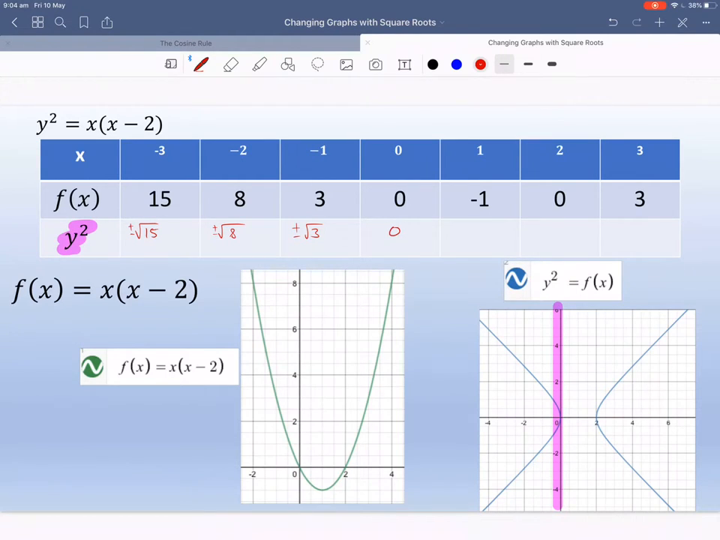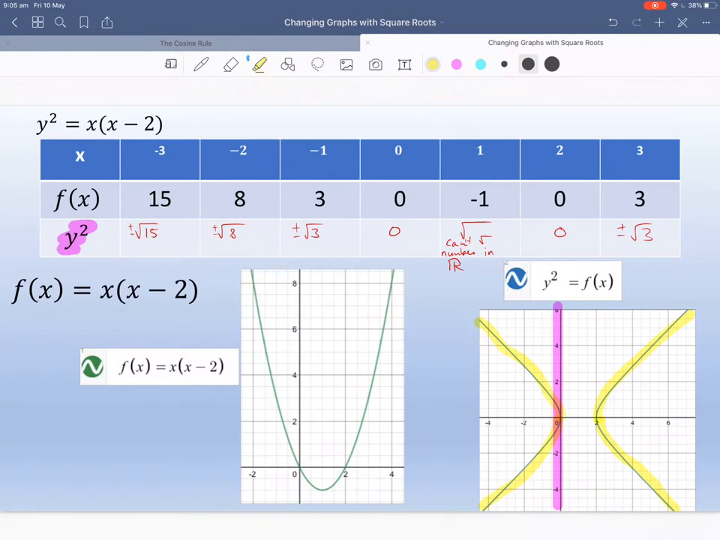Now, can we square root negative 1? We can't. We can't square root negative numbers in the real realm, okay? This will be 0, and this will be plus or minus square root of 3. So what happens is that we actually get the positive one and we actually get the negative one as well. So if we look at here, we get the combination of the last two graphs that we've seen.